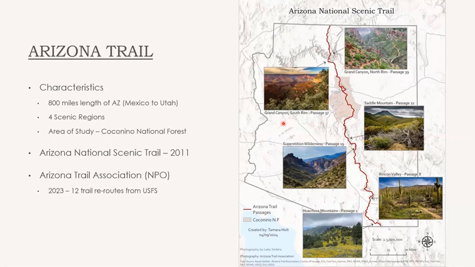The fourth scenic region is the plateaus and canyons, which are the top 2 images of the Grand Canyon. This is the south and this is the north rim. The Arizona Trail was officially completed in 2011 and is federally protected as a National Scenic Trail. As a National Scenic Trail, it is required to have a comprehensive plan which assesses the environmental impacts and safety of the trail.